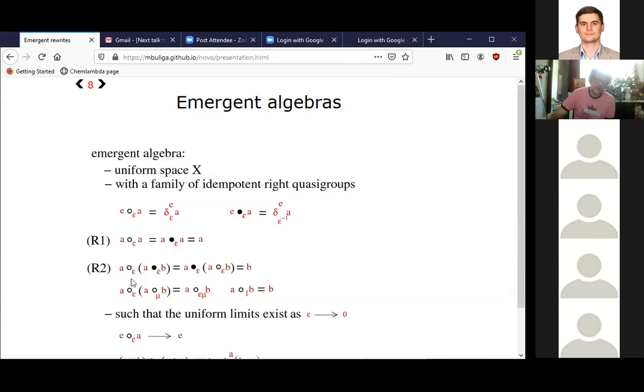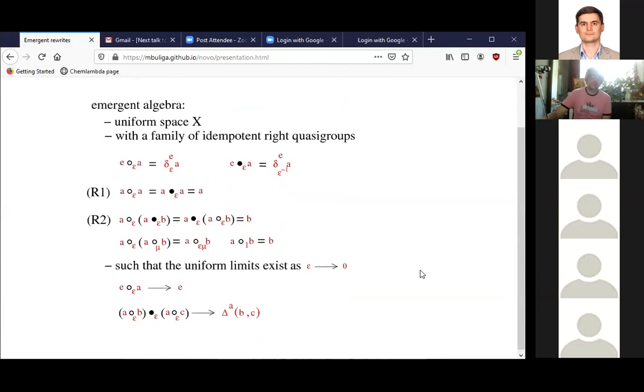And they are right quasigroups. And this is Reidemeister two. And moreover, you can compose the scales. That means that it is an action of the commutative group on X, in the sense that A applies scale epsilon to A applies scale mu to B is A applies scale epsilon mu to B. Okay, and this is the algebraic part.